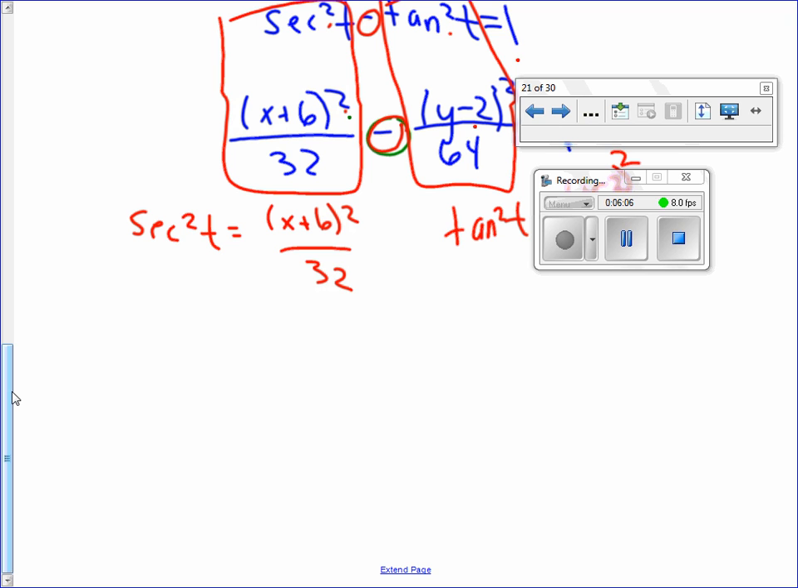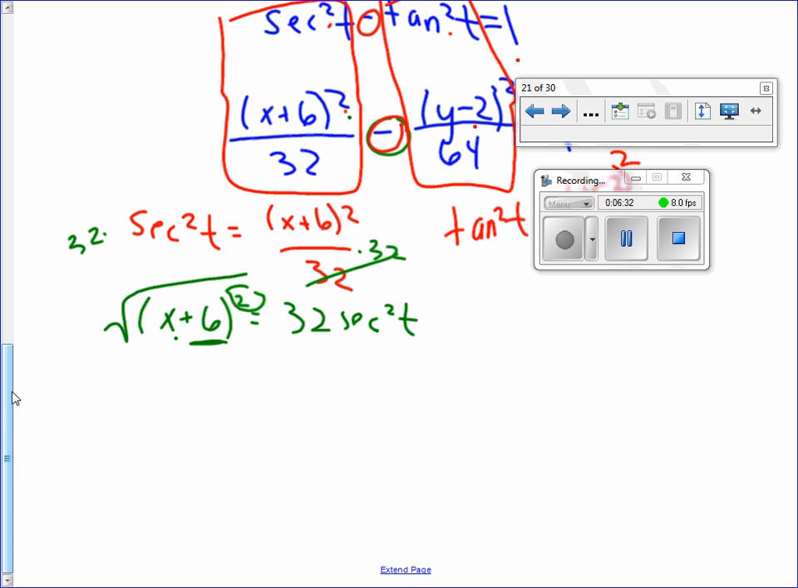So for the x equation, I have divided by 32, so I'm going to multiply both sides by 32. And I have (x plus 6) quantity squared equals 32 secant squared t. I want to get x by itself, which means I want to get rid of this plus 6, but it's inside parentheses. And the parentheses are there because of this exponent. So the exponent is the next thing that we have to move. So to get rid of a square, we're going to square root.